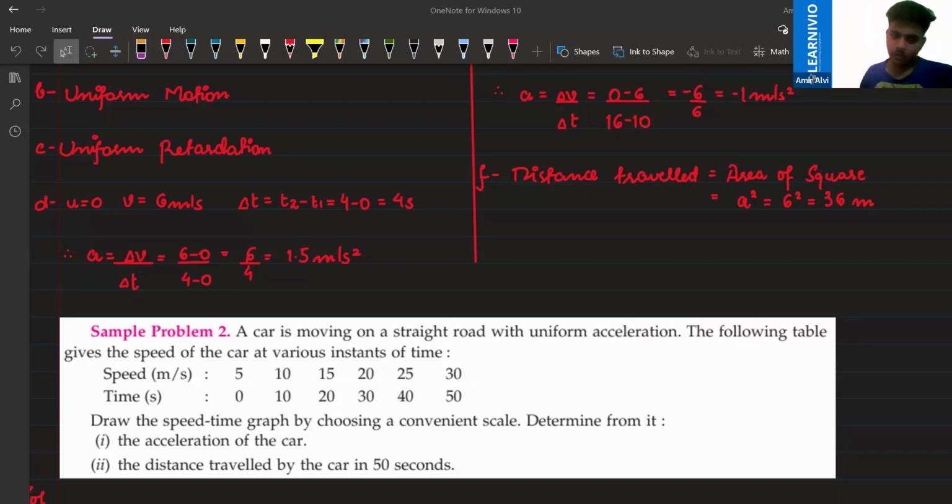Yes, Harshita. The acceleration is negative 4 meter per second square. No, Harshita, the speed is increasing. It would not be negative.